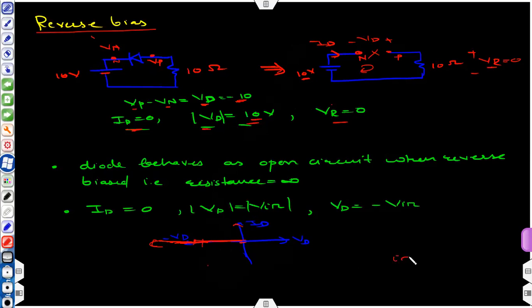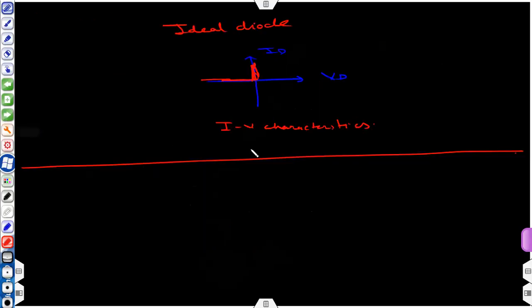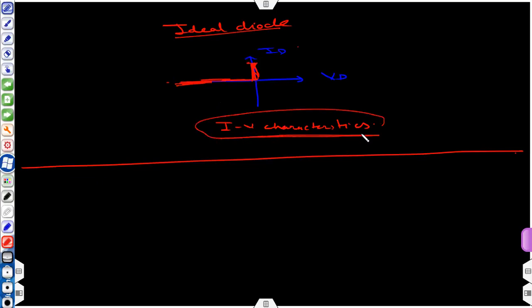So till now I was talking about the ideal diode. So this is the IV characteristics, forward bias as well as reverse bias. In forward bias, VD is zero and you have some current. That current depends on the external circuit. And in reverse bias, that will be on the negative x-axis. So in reverse bias, no matter whatever the value of the voltage, current will always be zero. So this is the IV characteristics of an ideal diode.